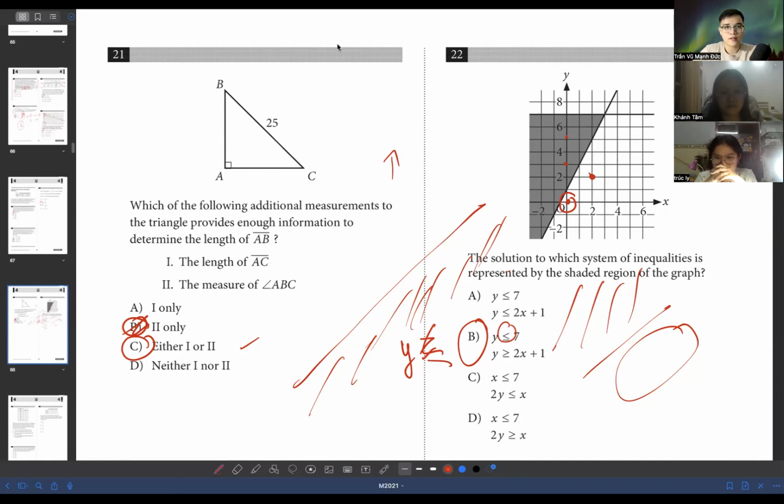how to use the graphing calculator in terms of using inequality.